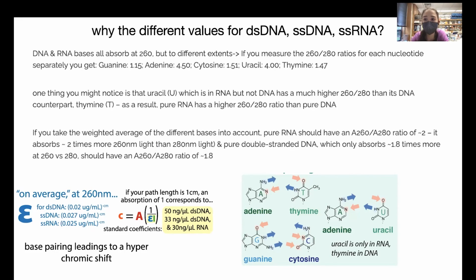They often talk about an absorbance of 1, like an OD is 260 of 1. So if you measured the absorbance at 260 and it gave you a value of 1, that would correspond to 50 nanograms per microliter of double-stranded DNA. And 33 for single-stranded DNA. That's because each gram of single-stranded DNA is absorbing more than the corresponding double-stranded.